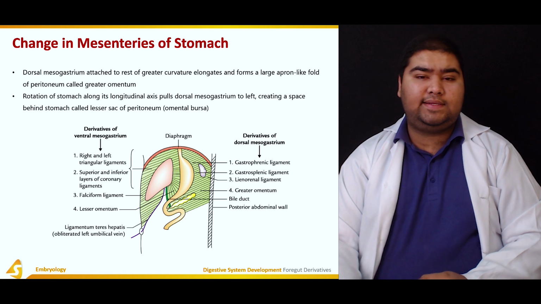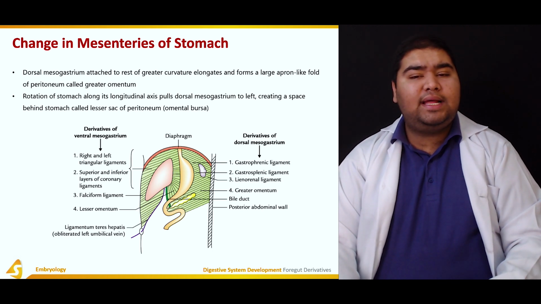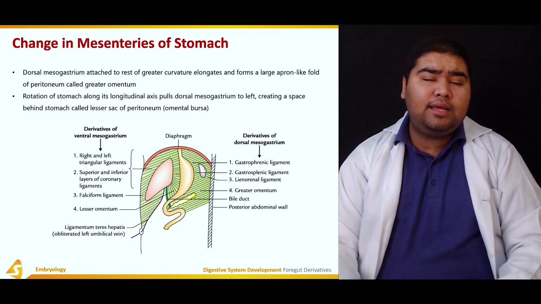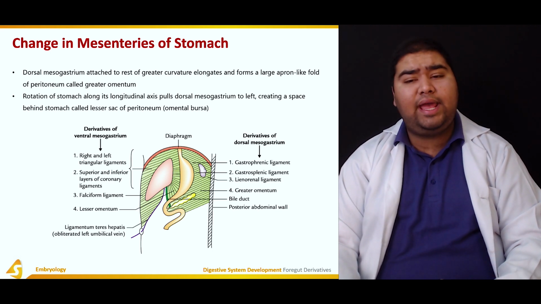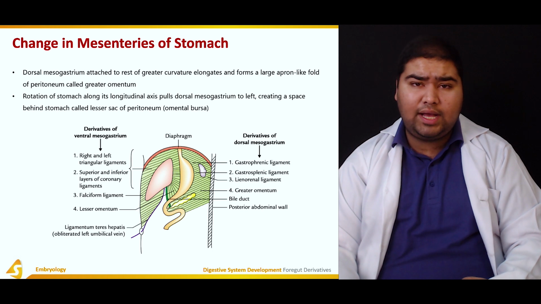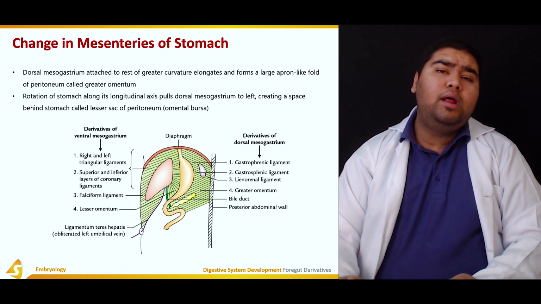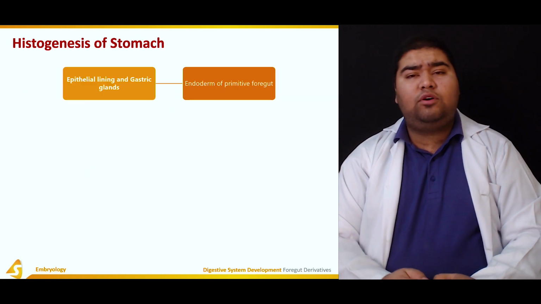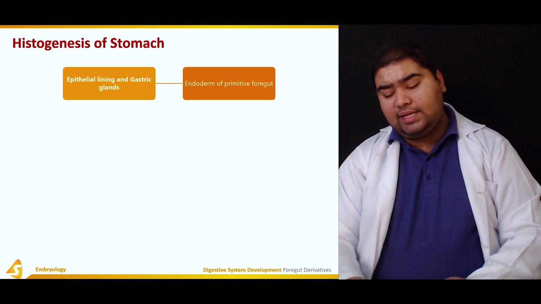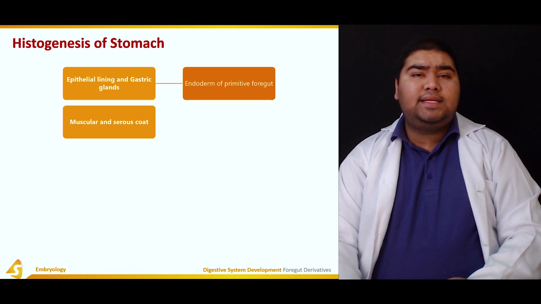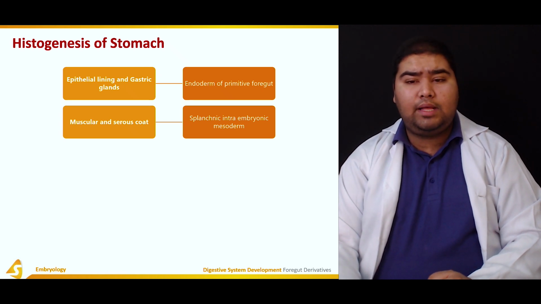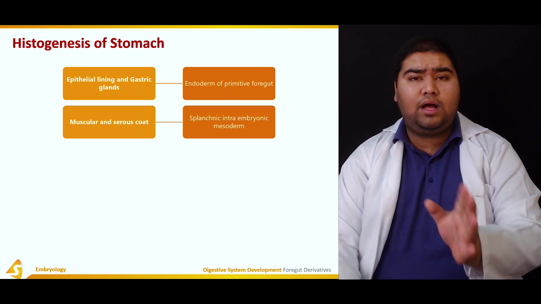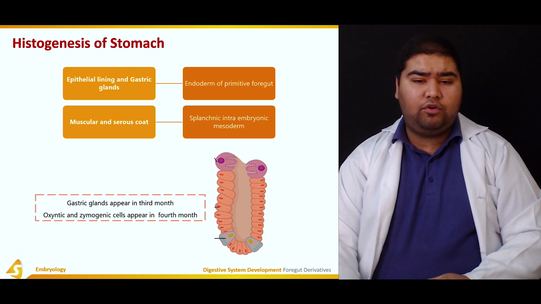Now, histogenesis. The epithelium lining the stomach and the gastric glands are formed by the endoderm of the primitive foregut. We talked about this before: the endoderm of the foregut forms the endodermal components of the adult gut. The muscularis and the serosa are formed by the splanchnic intraembryonic mesoderm which surrounds this developing foregut.